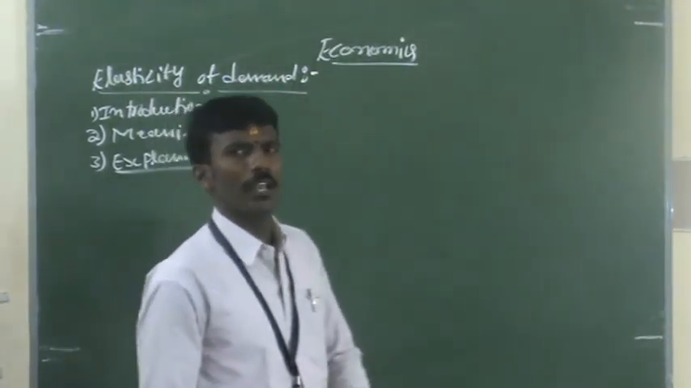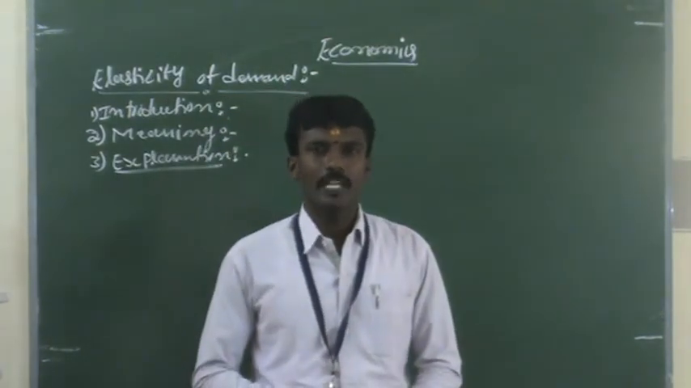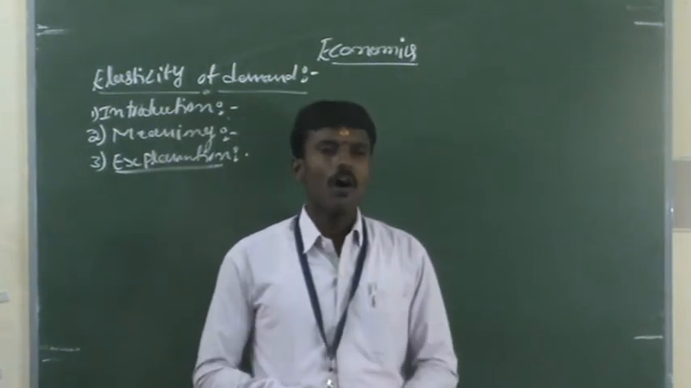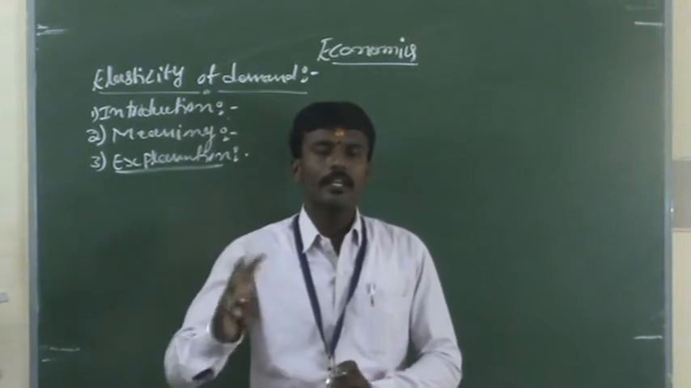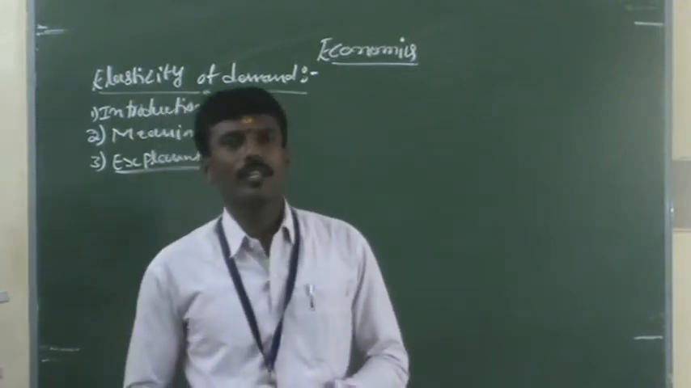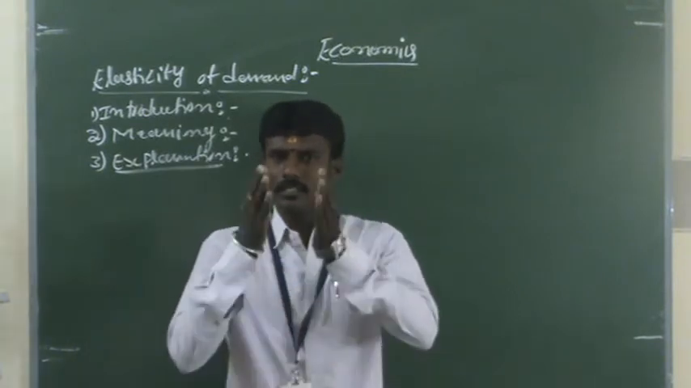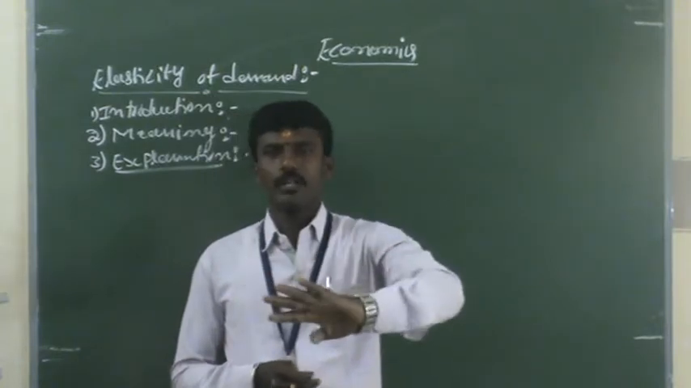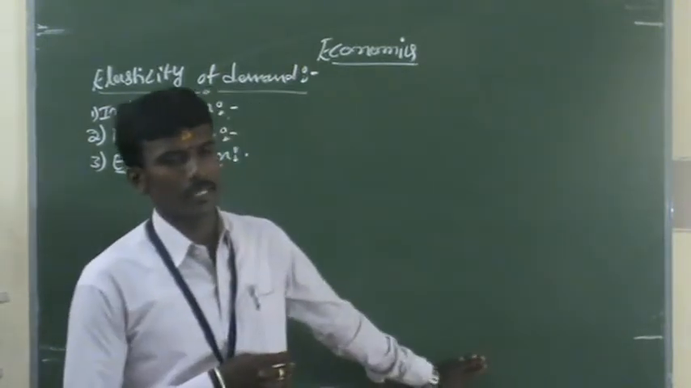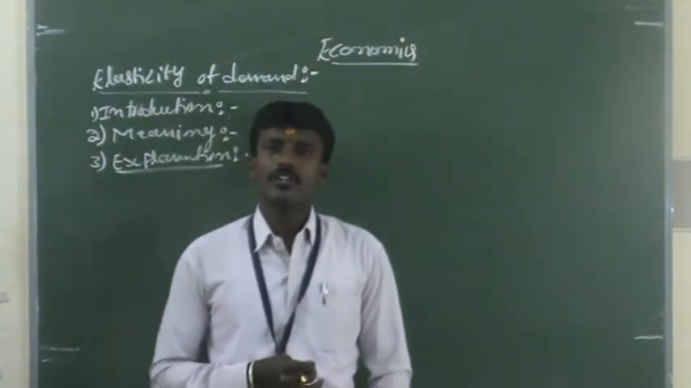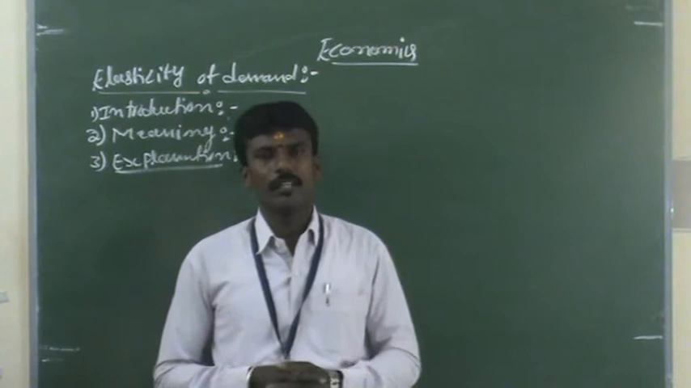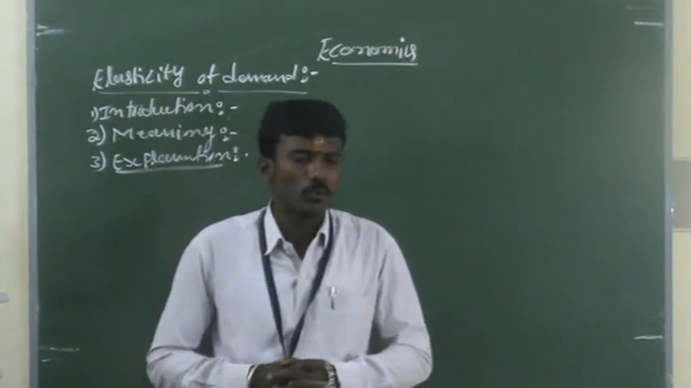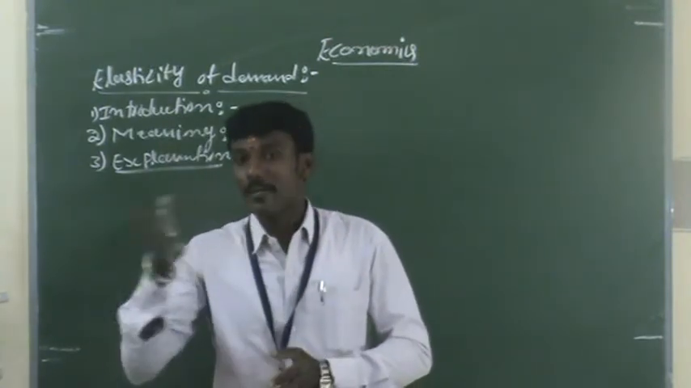See, once again I repeat: the adding up, or the summation, or the sum total of all the individual demands in a market at a particular price, that is what we know as market demand. This concept we are going to understand through the introduction, the meaning, the example, the explanation, and also the diagrams. The horizontal summation of A's and B's demands gives us the market demand. Here we are going to consider the horizontal summation.